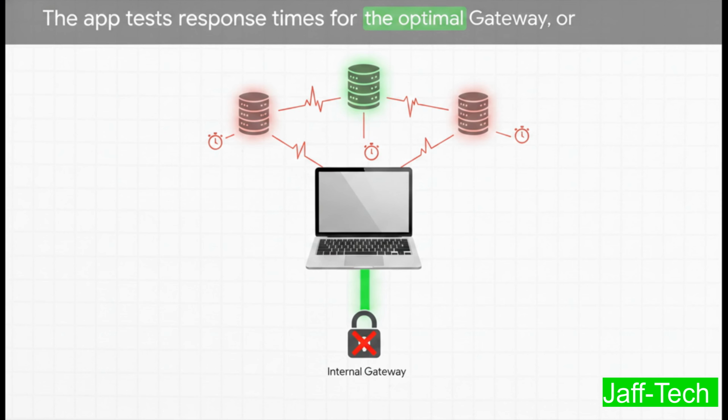But here's the real kicker. The app knows if you are already physically sitting inside the main office. If you are, it seamlessly routes you to an internal gateway. That way, it applies all the necessary corporate security policies, but it completely skips the heavy, redundant encryption process. It saves a ton of processing power and keeps everything running lightning fast.